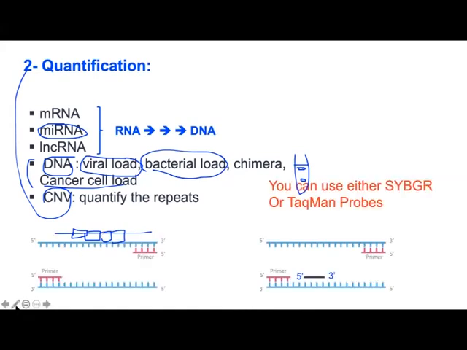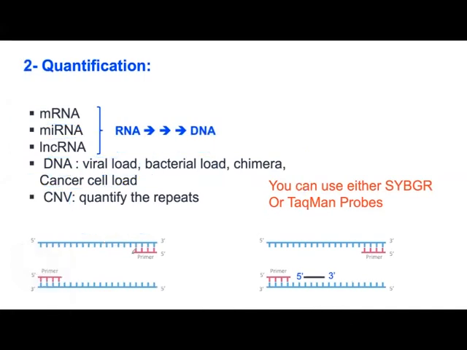And again, in all the techniques, you can use SYBR Green, so you only need to design primers, or you can use a probe. So you can design primers with an extra probe with the fluorescence. You can multiplex this. So you can use both for quantification.